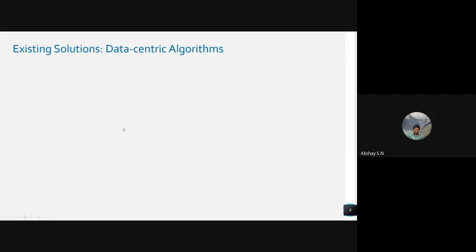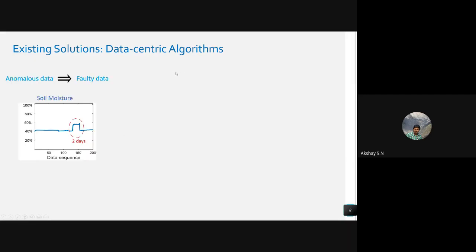Okay, so now let's see how people are actually solving this today. I'll take an example of data-centric algorithms. What data-centric algorithms do is identify anomalous data in the sensing data. One approach is, if there is any anomalous data, that implies there is also faulty data.